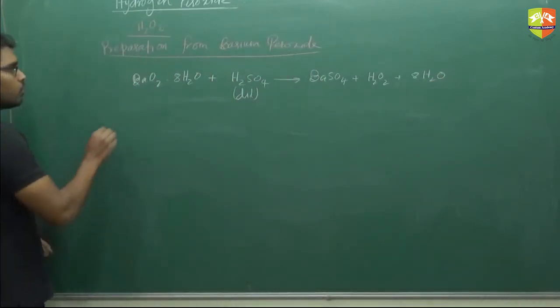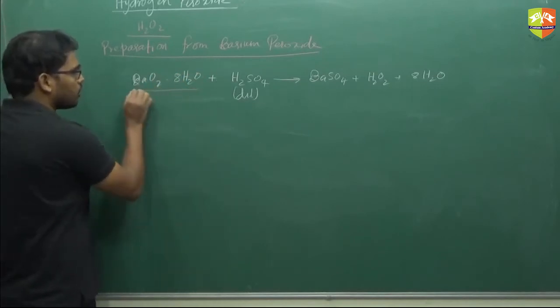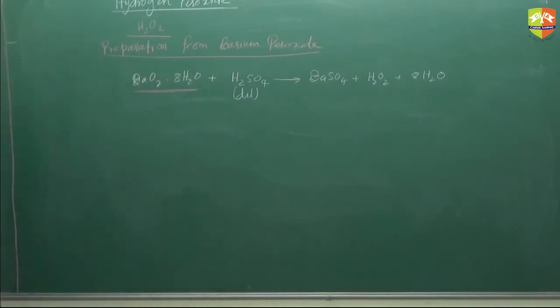Once they have asked this question, we don't use the anhydrous form of barium peroxide here. Okay, so write down the next line here. Anhydrous barium peroxide forms a protective layer of barium sulfate on barium peroxide, and hence the further reaction is not possible.